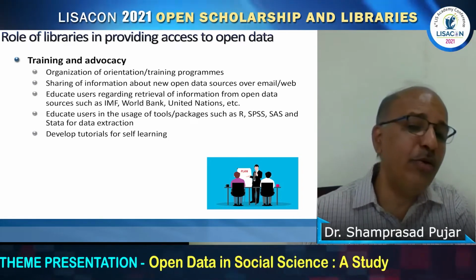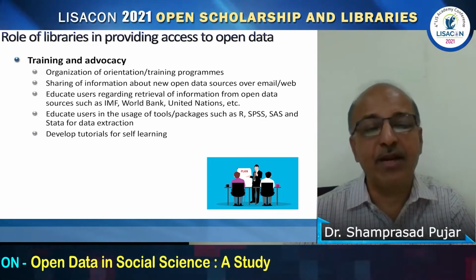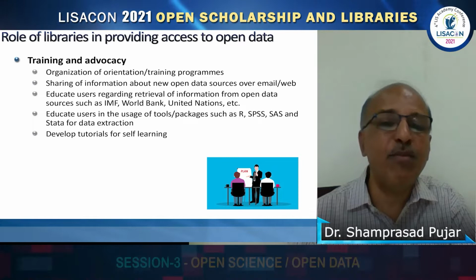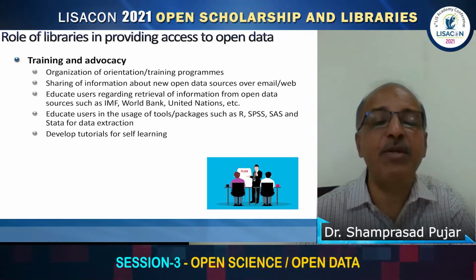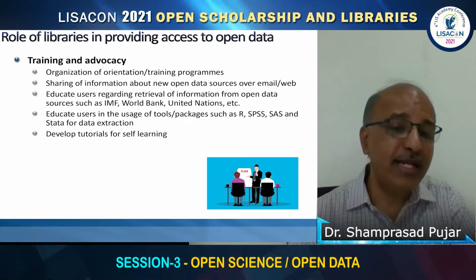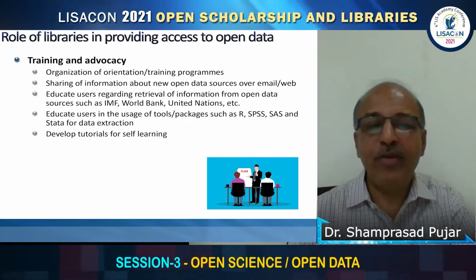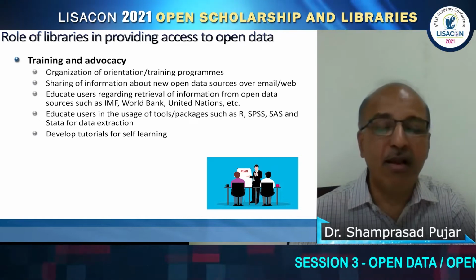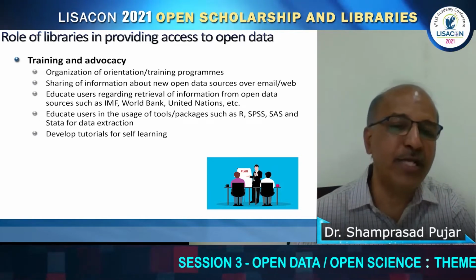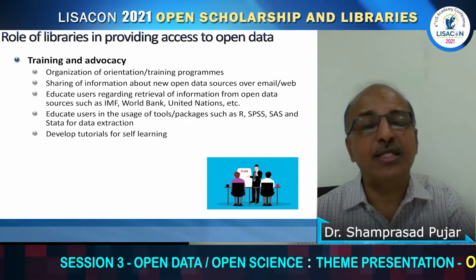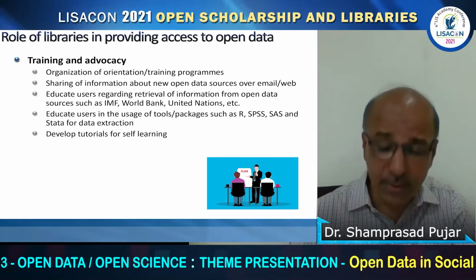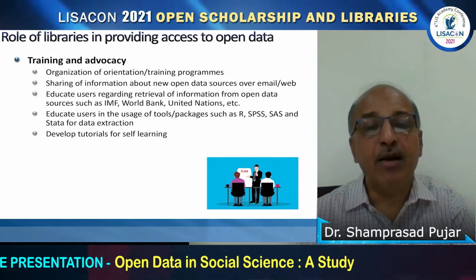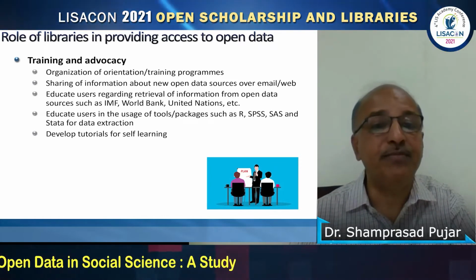And the other thing we can do as a library, as a part of training advocacy, is that we can develop tutorials for self-learning. Because what happens, every time it will not be possible to provide training, and every time it will not be possible for users to take part in the training program organized by us. So one way of making the training material available is to record the video and make it available on your website or on the YouTube channel. And also, if you develop the tutorials for self-learning, it's going to be very useful. This is one of the important roles libraries can play in making open access data accessible and usable.